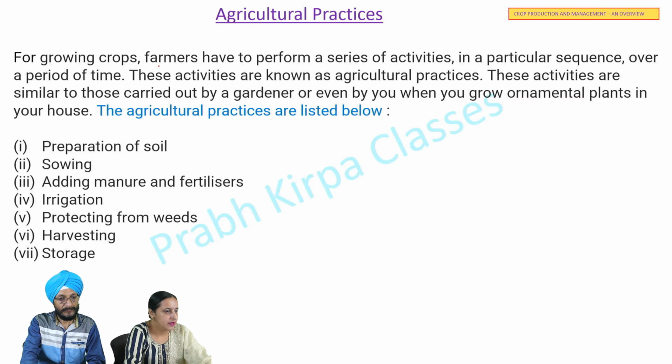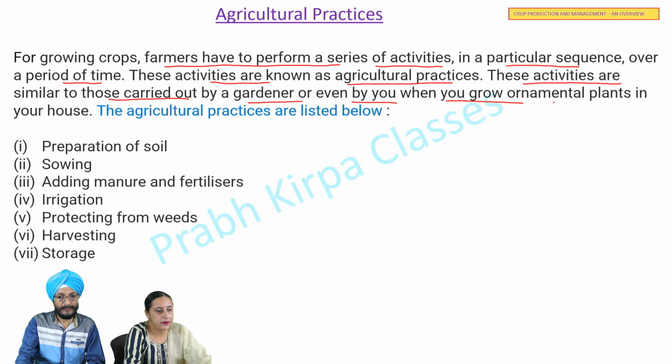Agricultural practices. For growing crops, farmers have to perform a series of activities in a particular sequence over a period of time. These activities are known as agricultural practices. These activities are similar to those carried out by a gardener or even by you when you grow ornamental plants in your house. The agricultural practices are listed below.